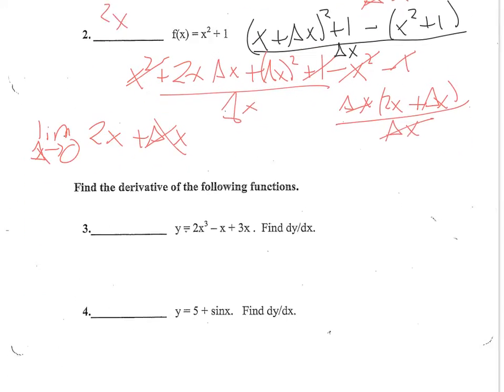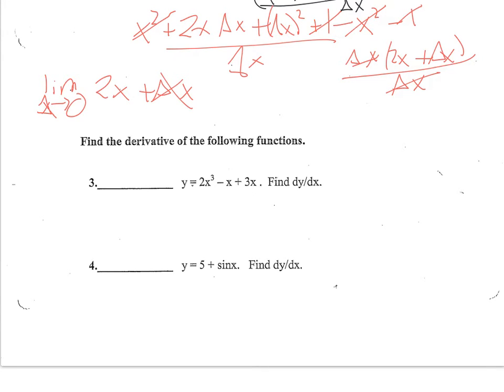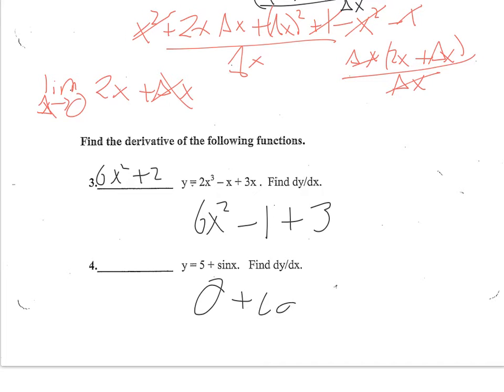Okay, and let's go down here. Alright, now, I don't need to do the long process, we can just do the power rule. So, the derivative of this whole thing should just be, let's see, 2x cubed is 6x squared minus 1 plus 3, so it should be 6x squared plus 2. This one here, okay, derivative of 5 is 0 plus cosine of x, so just cosine of x.